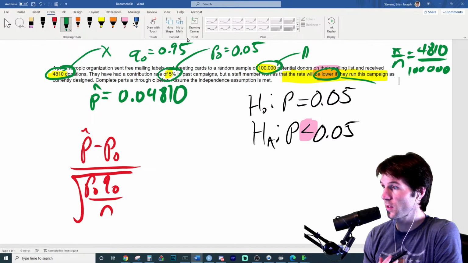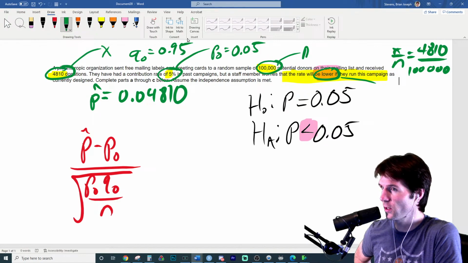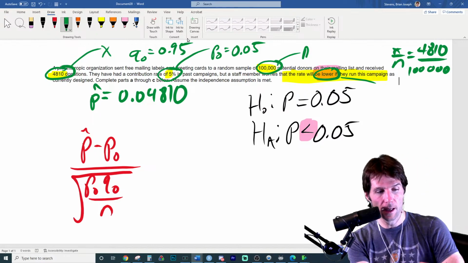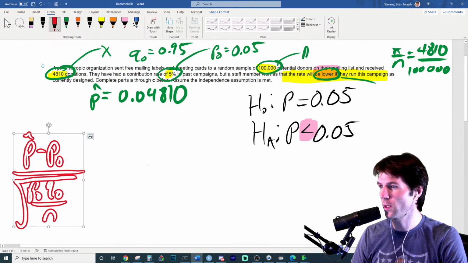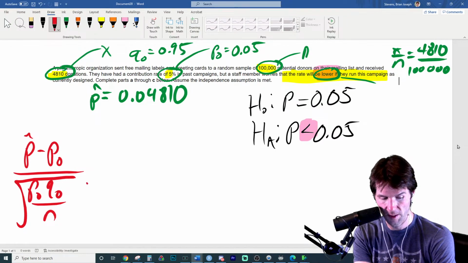p hat is the sample proportion. Out of a sample of 100,000 people, 4,810 donated. So the proportion of the sample who donated is 4.8%, or 4.81%. And we have that right there. Let's go ahead and bring this over and solve this, and make sure to drop some more questions. We have a few more questions lined up, but drop those questions in the chat if you have them.